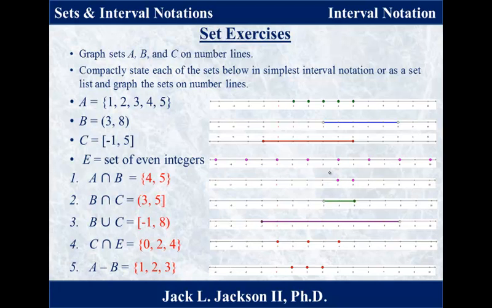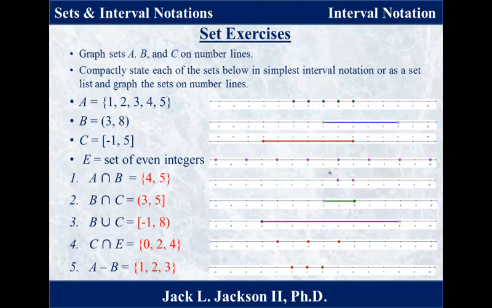So here, let's take a look at this. A is a set 1, 2, 3, 4, 5. So that's just 5 dots, which are given by the green dots here. Dots at 1, 2, 3, 4, and 5 on our number line.